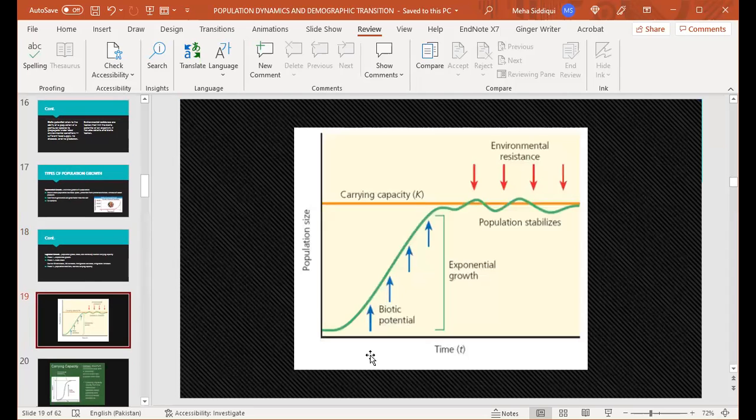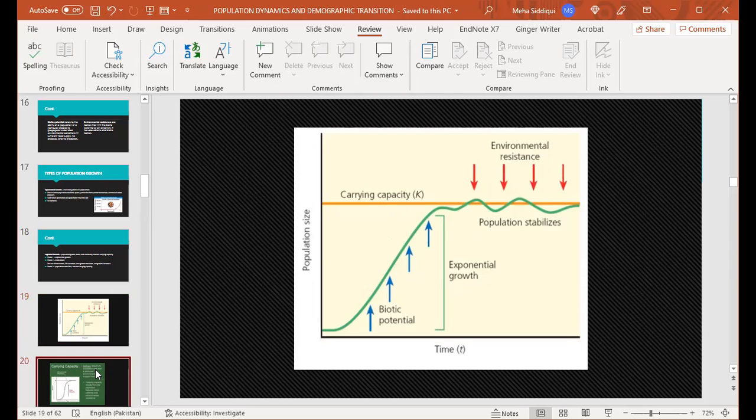So here is the graph showing both types of population growth. First is exponential growth, and this growth is due to biotic potential, that is all those factors that favor the growth of the population. Then comes the point when growth decreases and the population growth stabilizes due to the environmental resistance. And environmental resistance, we have already discussed, includes all the factors that decrease the population growth. So this straight line denotes the carrying capacity.